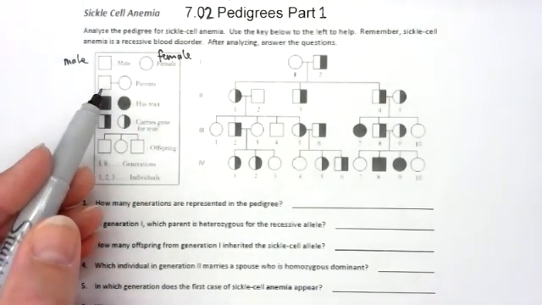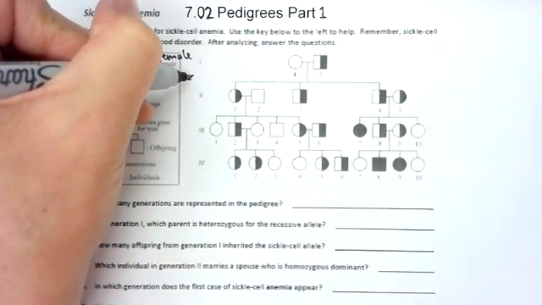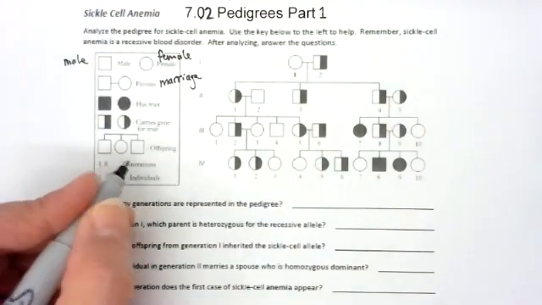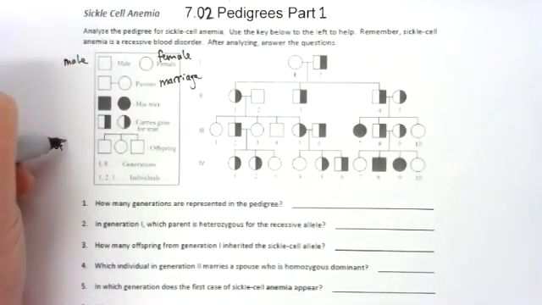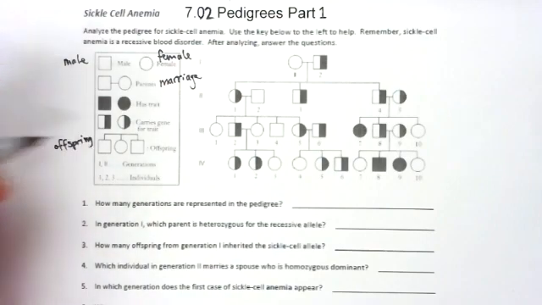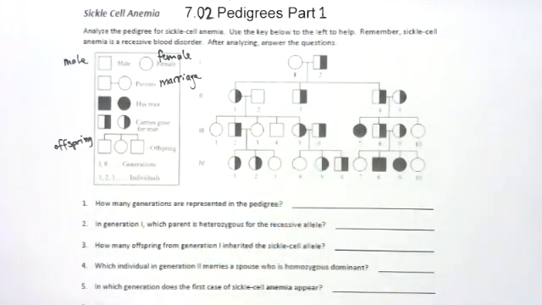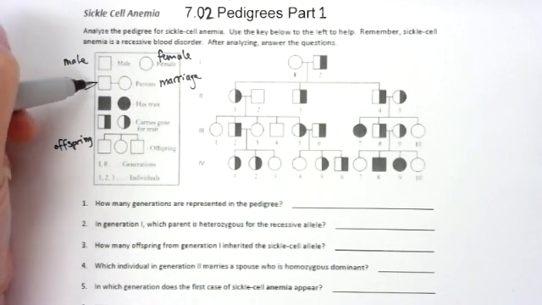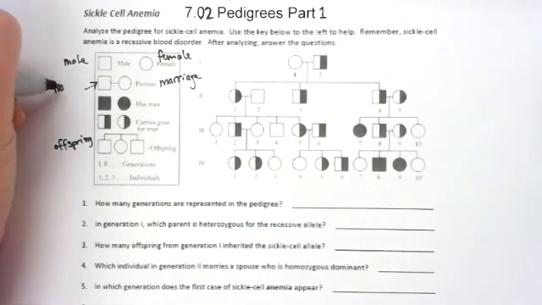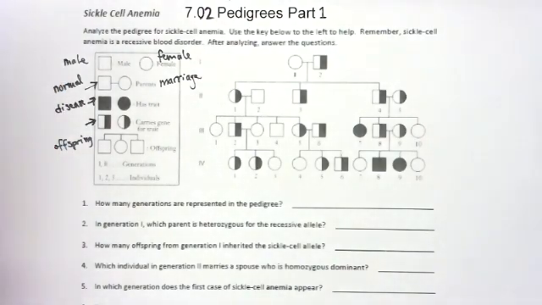You start off with parents, or this indicates a marriage. So these two got together. And the lines that come down indicate offspring. So we have two parents, and they had 1, 2, 3 children. If you have no color, you're normal. If you're black, you have the disease. And if you're half colored, you're a carrier.